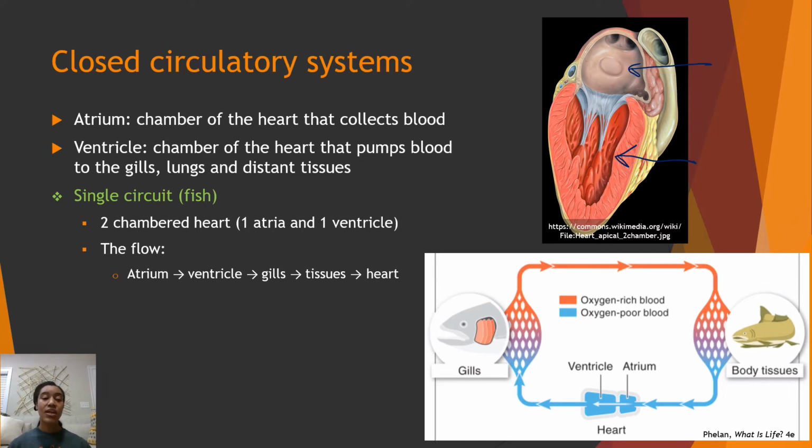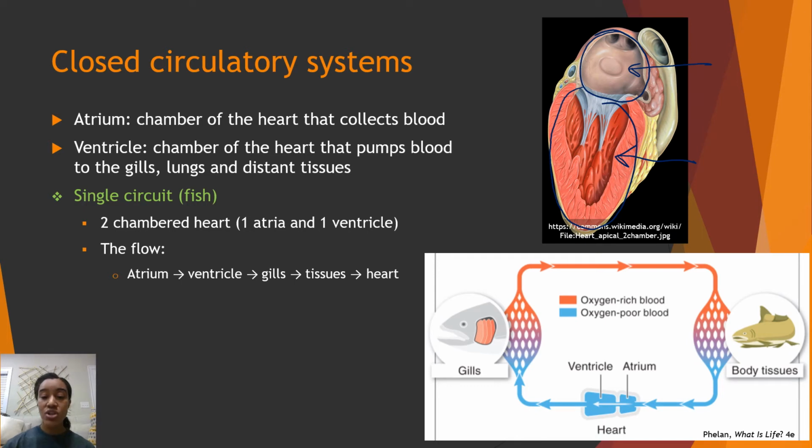So we're going to begin looking at the closed circulatory systems in vertebrates by looking at the system in fish. Fish have a single circuit circulatory system, and the key defining thing about their circulatory system is that their heart only has two chambers. So this picture up here is an artist's rendition of what a two-chambered heart looks like, and they have the upper atrium and then a lower ventricle. So one atrium, one ventricle in their heart.